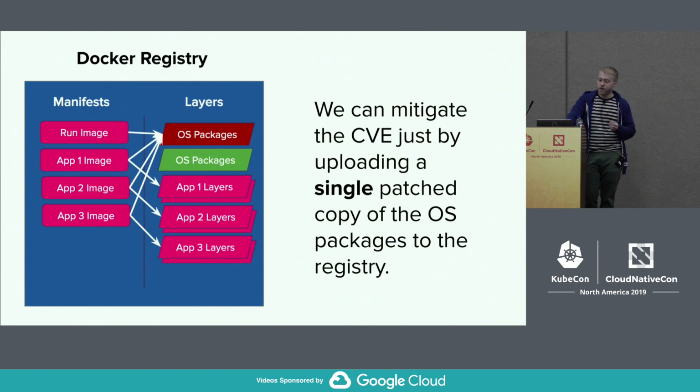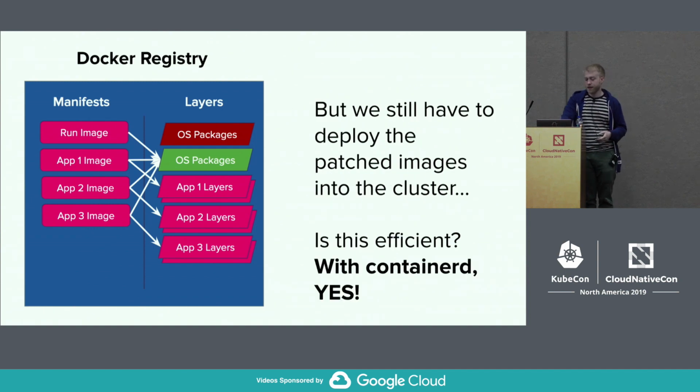To patch that CVE, we can upload a single copy of the operating system packages to the Docker registry. Think of it like uploading a new version of Ubuntu 18.04 that has a patch to OpenSSL or something like that. Then we just make a really small update to each of those image manifests to point at the new operating system layer, without incurring any other data transfer other than that initial upload of the operating system packages to the registry. And so now we've patched all the apps on the registry, kind of instantaneously.